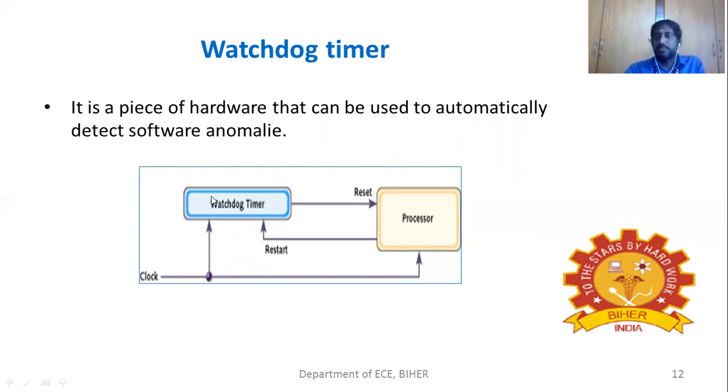How is the synchronization between the Watchdog timer and processor achieved? You use a clock signal. So the clock signal is used to synchronize the operation of a processor as well as a Watchdog timer. So this is the role of a clock signal.